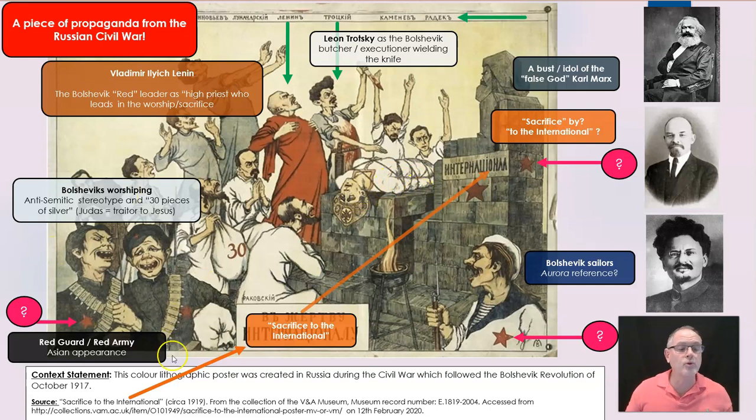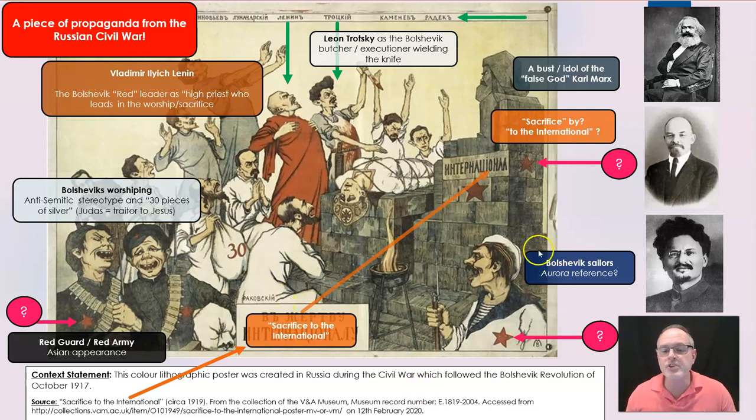Over here in this front corner, we've got the Red Guard, the Red Army, often dressed in black, drawn with Asiatic features, Asian features, and that's because during the Civil War, many of the Bolshevik armies enlisted troops from the eastern parts of Russia, and they were often of Asian appearance, Siberian and so on.